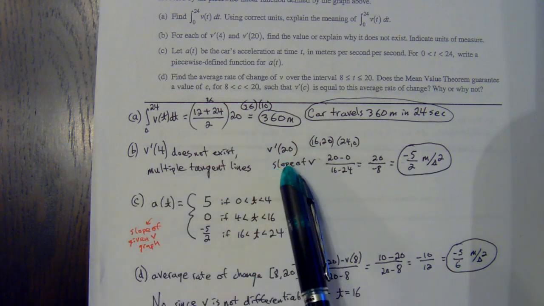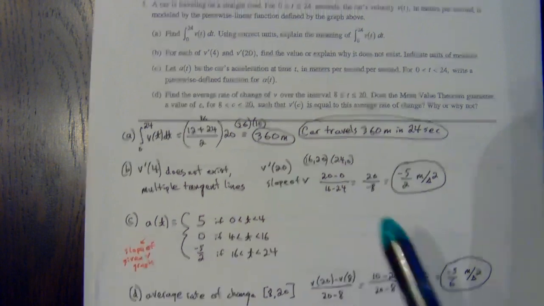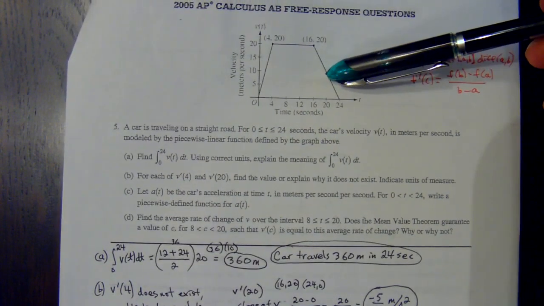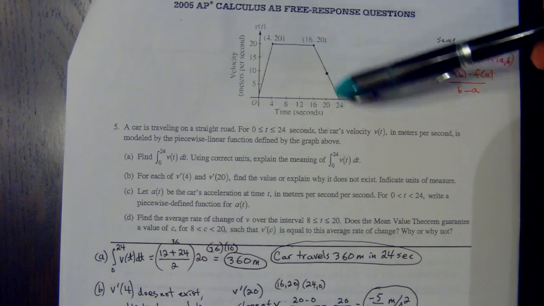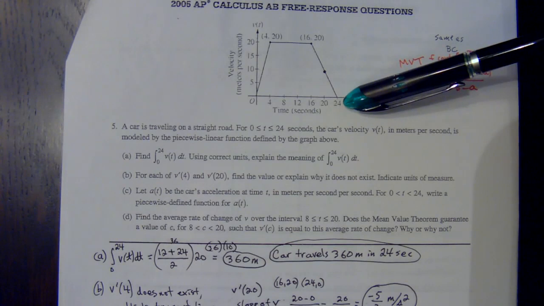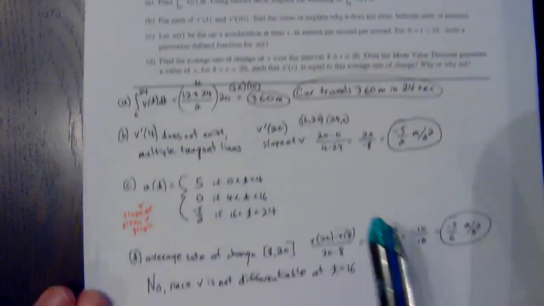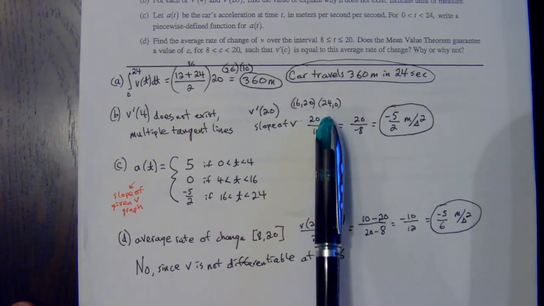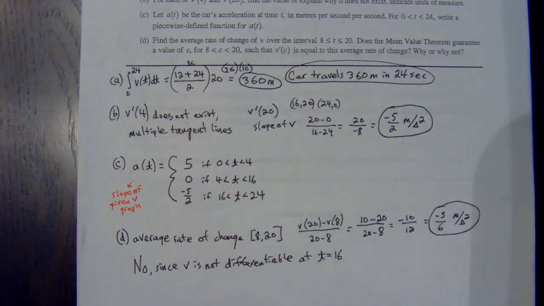Now when it says v prime of 20, that's the slope at t equals 20. So t equals 20 is right here. That's that one dot right there. That's a line segment. So you just got to find the slope of that line segment. So I wrote down this point was 24, 0. This point is 16, 20. So all I'm using there is just my slope formula. Y is on the top, subtract the x's on the bottom.